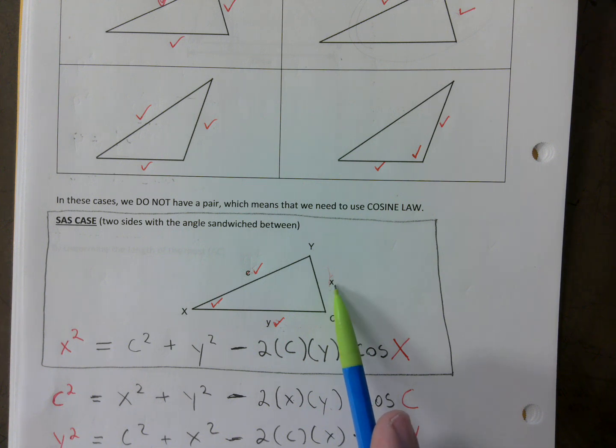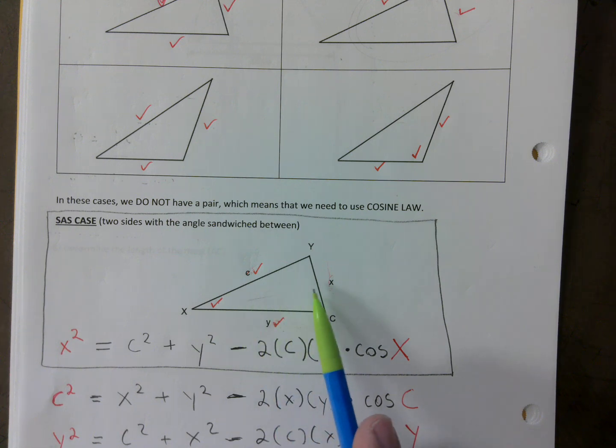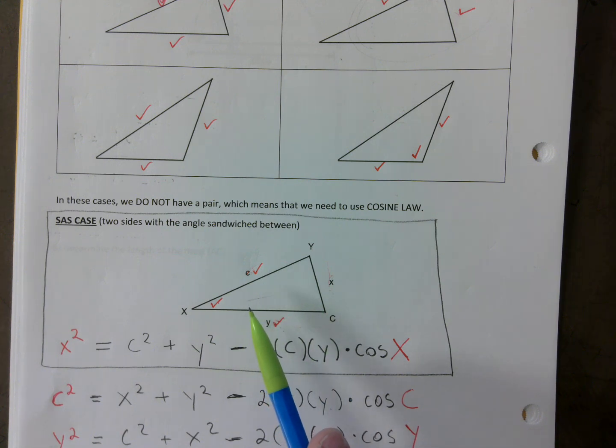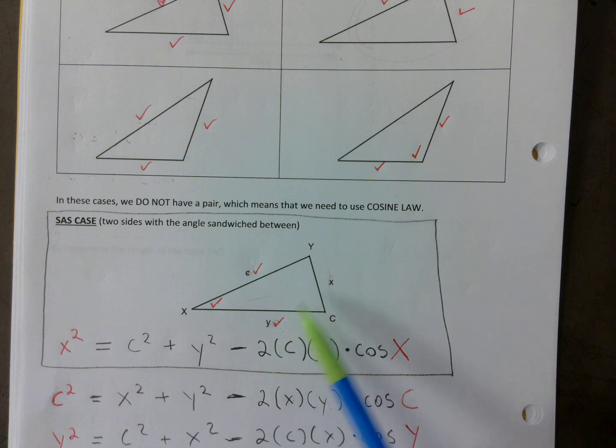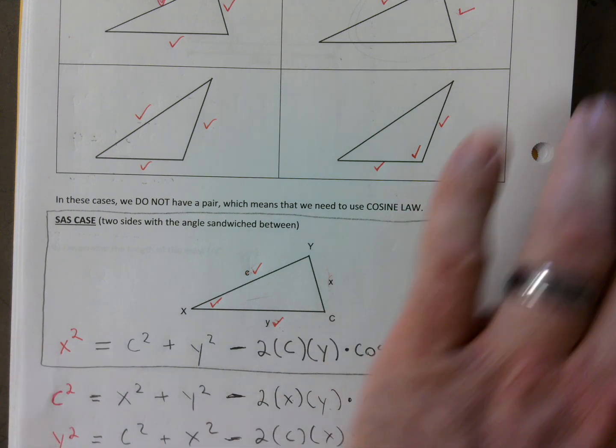Once you find x, folks, you have now a pair, correct? You could switch over to sine law after. So as soon as you start finding one piece of information, you can switch over to whichever law you prefer. But to start off, you have to pick the right one. Okay? So side angle side, the only thing you can do is solve for the side that's across the only angle provided. So this is the formula you would want to use in that case.